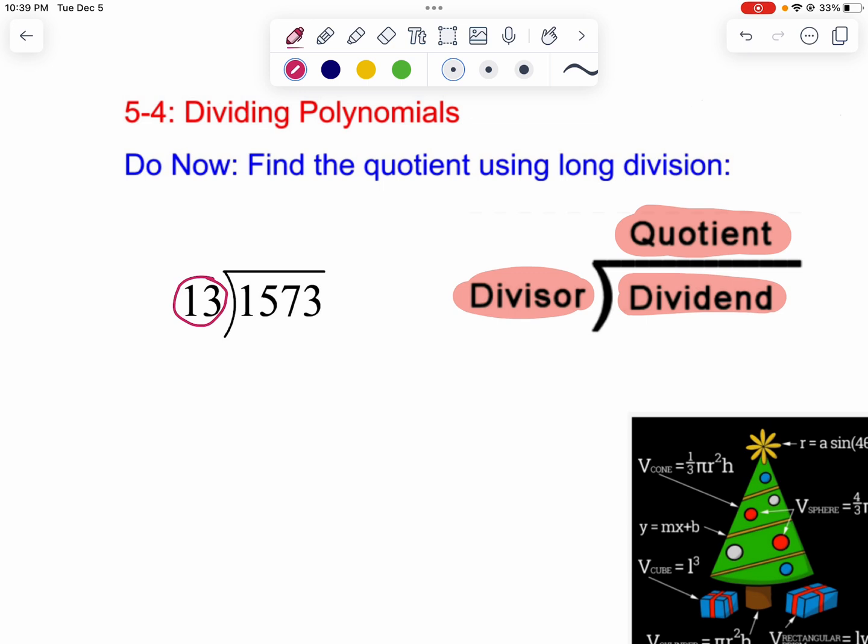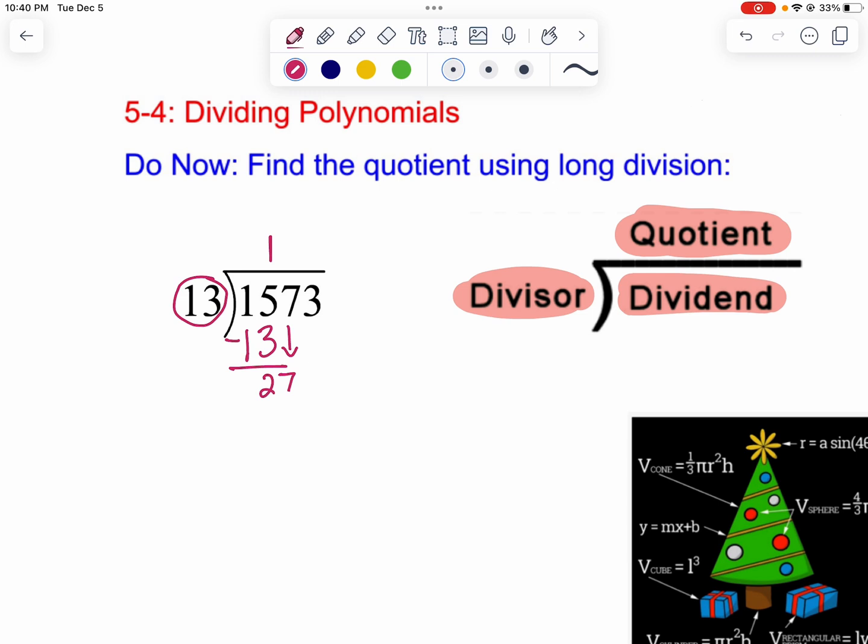Can 13 go into 15? If it does, we say, okay, well, how many times? So we should know that 13 goes into 15 one time. And then we take that 1 and multiply it by the 13, and then subtract the 13 from the 15 to see how much is left over. Okay. After we do that, we bring down our 7. And we repeat the same process.